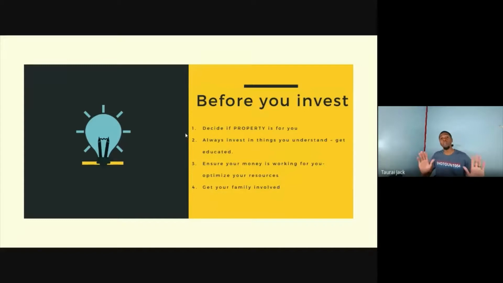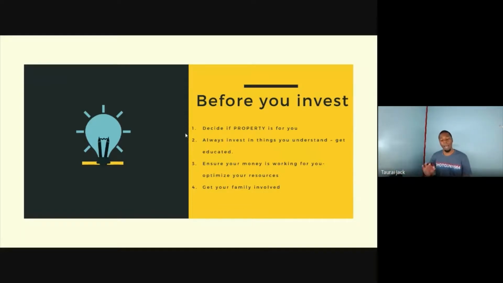But before you invest, whether you're investing in yourself or whether you're going to come invest with me or anyone else out there, I urge people to say, number one, decide if property is for you. That's very important. It's a discussion that you need to have with yourself. Is property the right vehicle for me? Because there are many vehicles out there. The latest one has been crypto, and there's lots of stuff going on in there, right? And it's an amazing vehicle. Maybe that's what's for you.